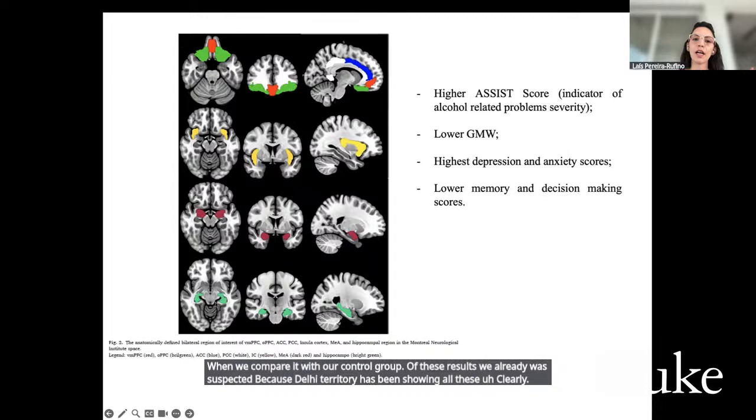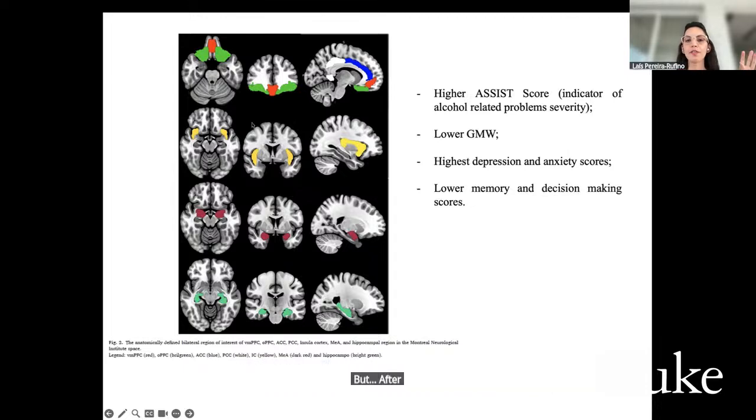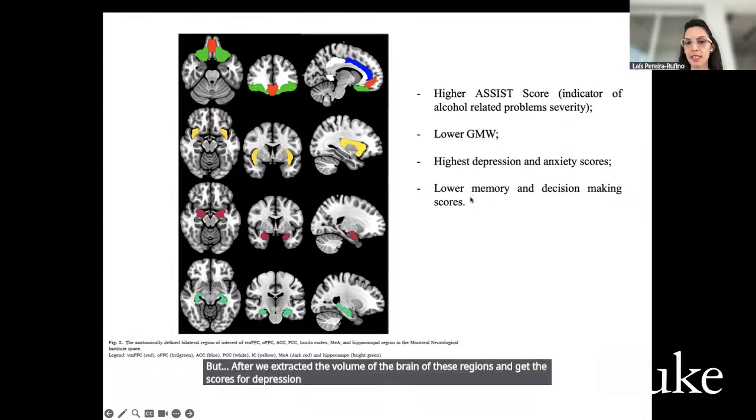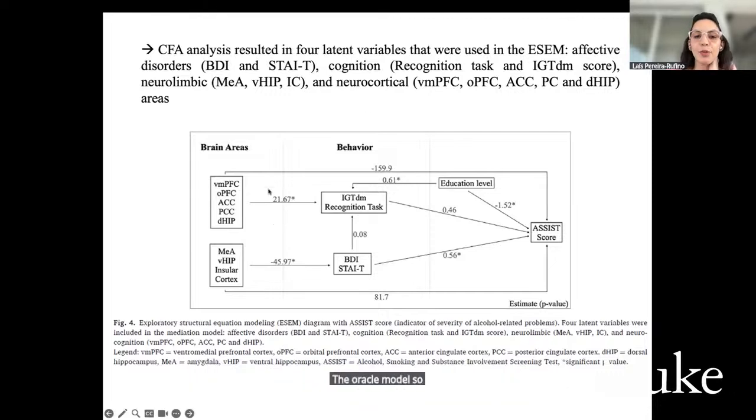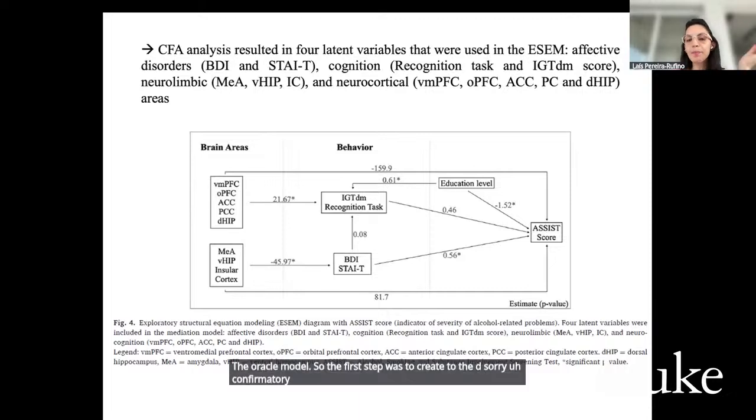But after we extract the volume of the brain of these regions and get the scores for depression, anxiety, memory, and decision making, we put all these in an ESEM theoretical model. So the first step was to create a confirmatory factorial analysis. When we did this, we created 4 latent variables.